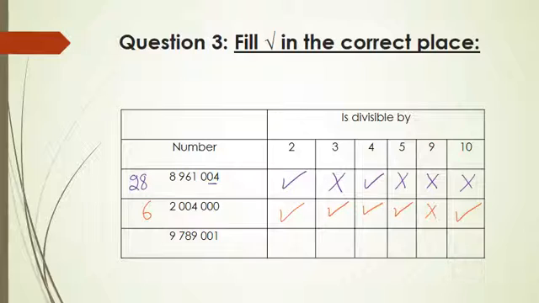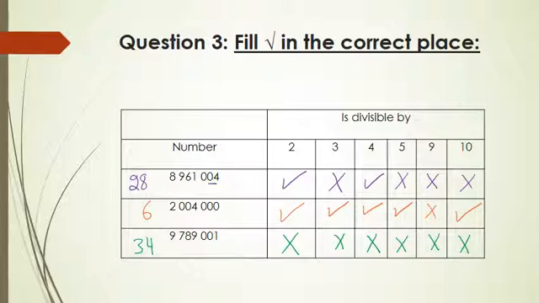The last number, is it divisible by 2? No, it's not divisible by 2. Is it divisible by 3? I need to add them, okay? When I add them, I get 34, and is 34 divisible by 3? No. Is it divisible by 4? No. Is it divisible by 5? No. By 9? No. By 10?